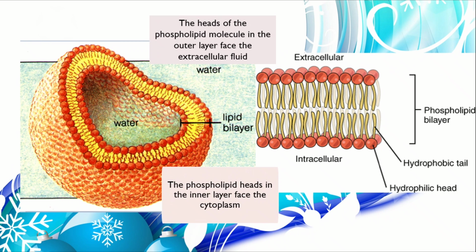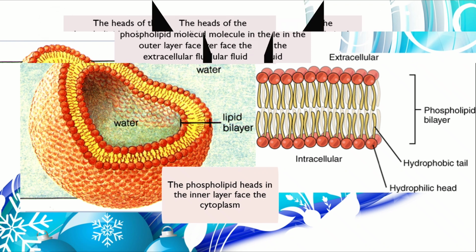This is the diagram that shows the head of the phospholipid molecule in the outer layer faces the extracellular fluid. Meanwhile, the phospholipid head in the inner layer faces the cytoplasm. So this is the arrangement of the phospholipid bilayer.